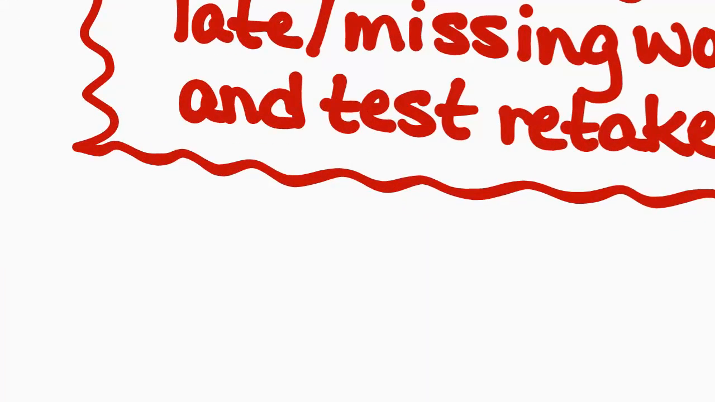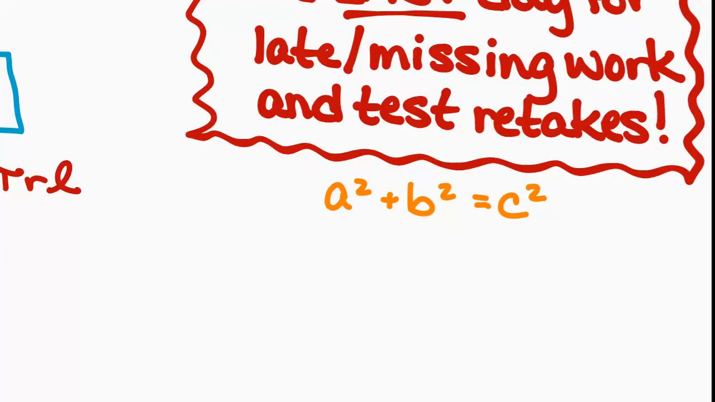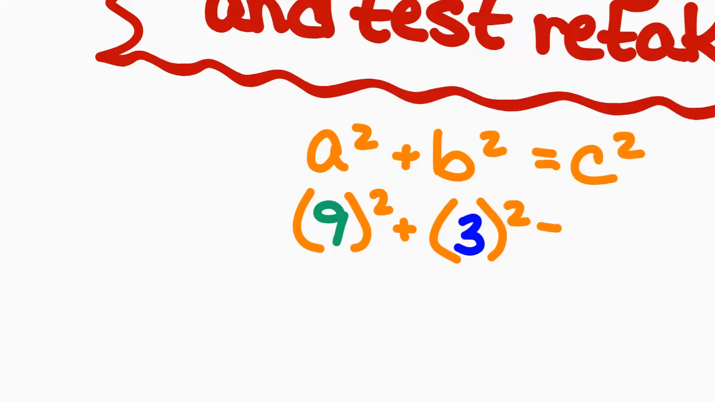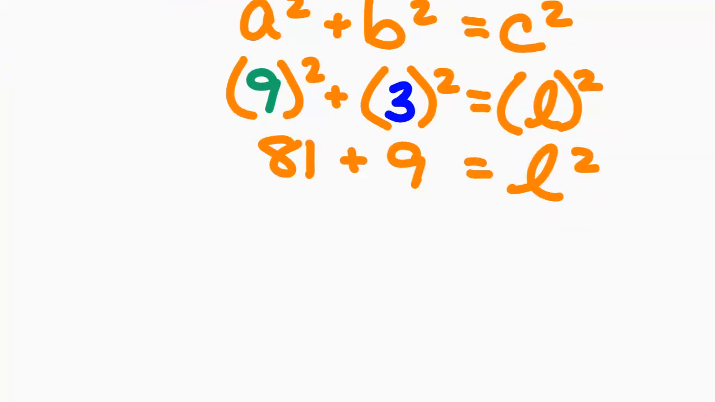All right, so let's find that slant height. A squared plus b squared equals c squared. What do we put in for a and for b? 9 and 3. So we have 9 squared plus 3 squared. Order does not matter there. The 9 and the 3 can be switched around. Equals my slant height squared. So 81 plus 9 equals my slant height squared. What is 81 plus 9? 90. So I have 90 equals my slant height squared.